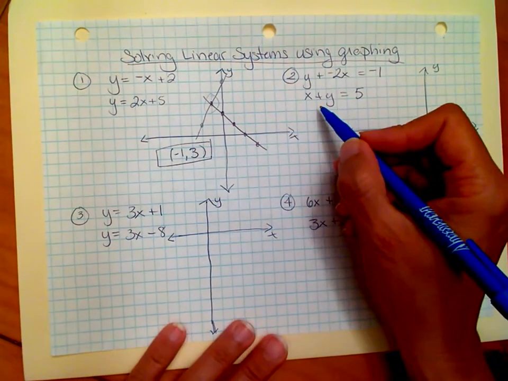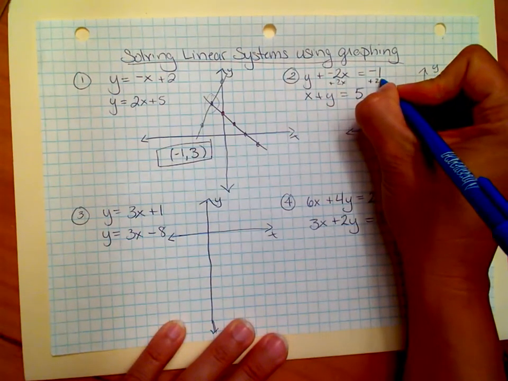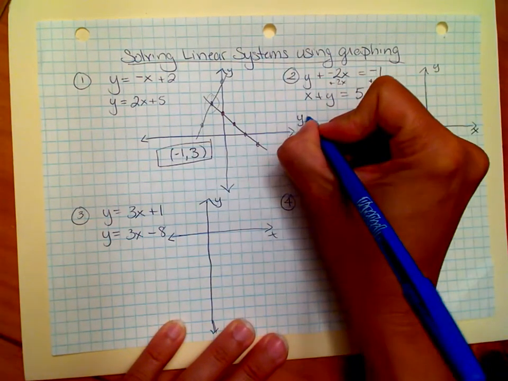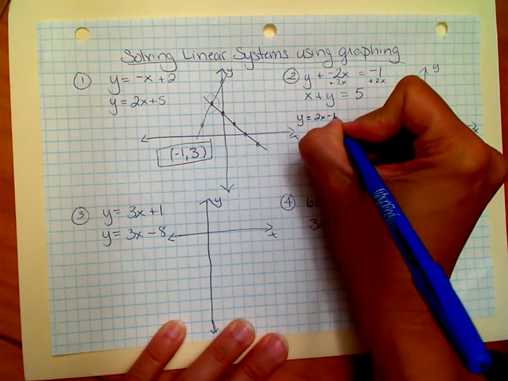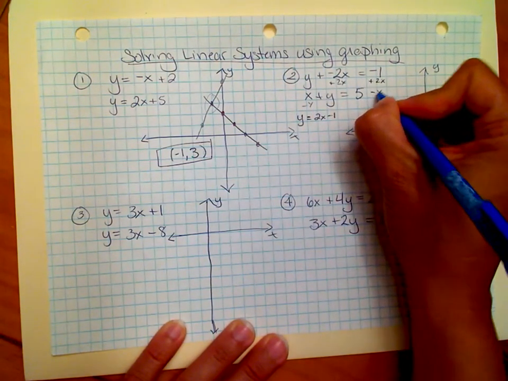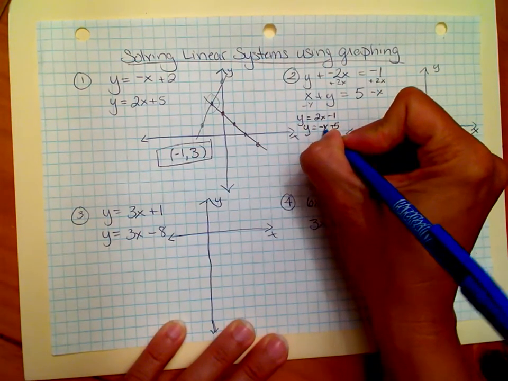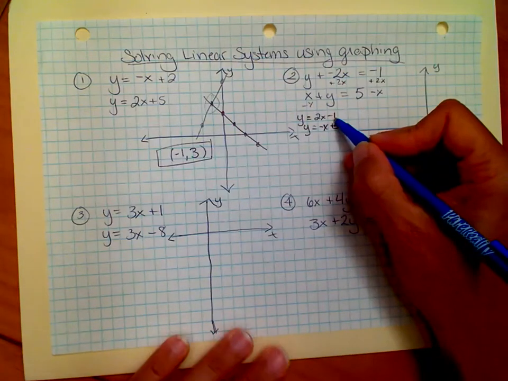So let's try this one. Y isn't alone, so I need to get it alone. So I'm going to add 2x to both sides. When I do that, I get y equals 2x minus 1. When I get y alone here, I subtract x from both sides. So I get y equals -x plus 5. And so now I'll graph this line first.